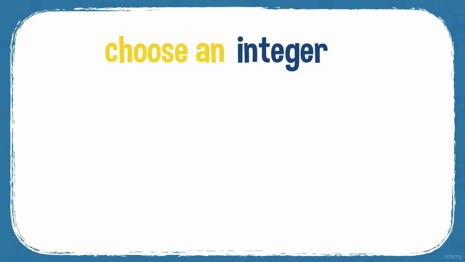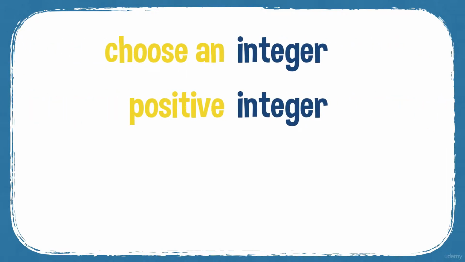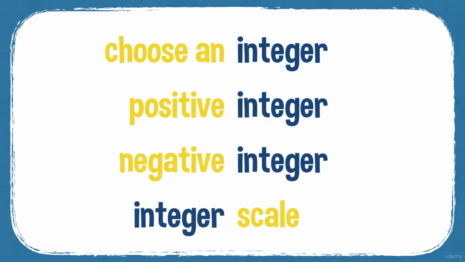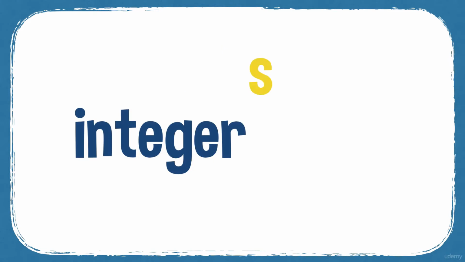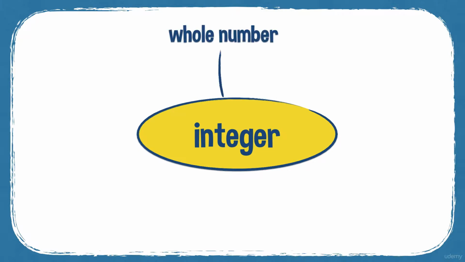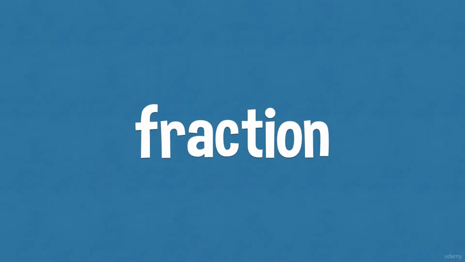So you can choose an integer. You can have a positive integer, a negative integer, and an integer scale. So integers is the plural, of course. And some synonyms: whole number, digit. And when you don't have a whole number, when you don't have an integer, you often have a fraction. So a fraction is part of a whole number.